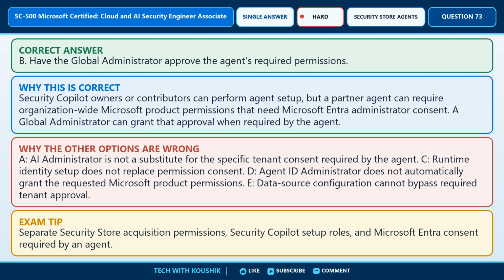The remaining options are incorrect because A. AI administrator is not a substitute for the specific tenant consent required by the agent. C. Runtime identity setup does not replace permission consent. D. Agent ID administrator does not automatically grant the requested Microsoft product permissions. E. Data source configuration cannot bypass required tenant approval. Separate Security Store acquisition permissions, Security Copilot setup roles, and Microsoft Entra consent required by an agent.